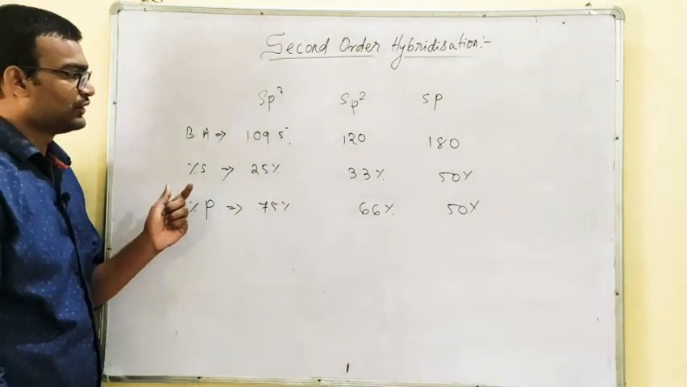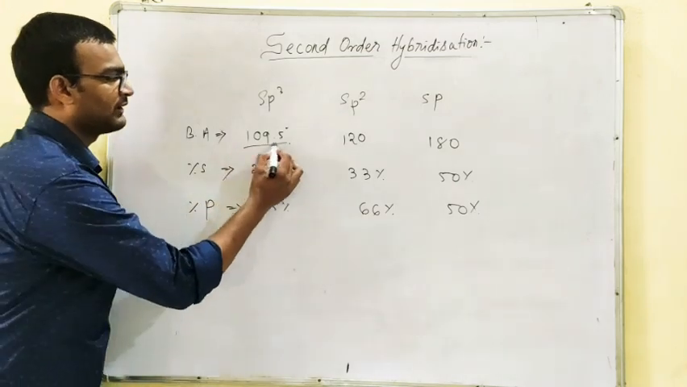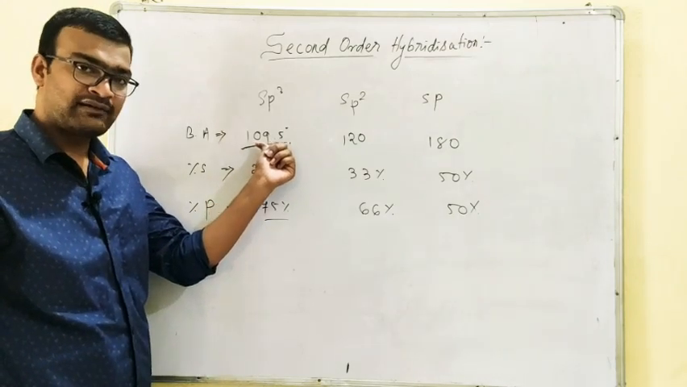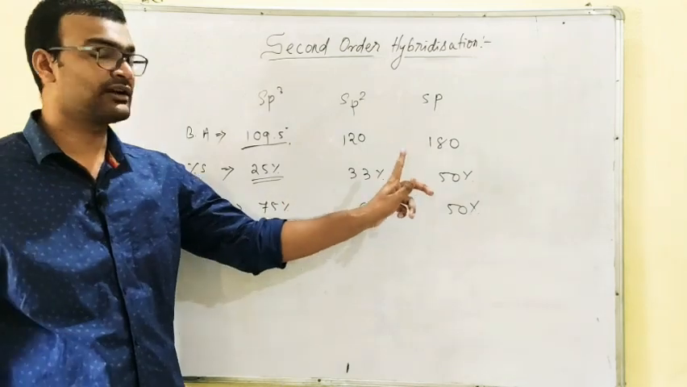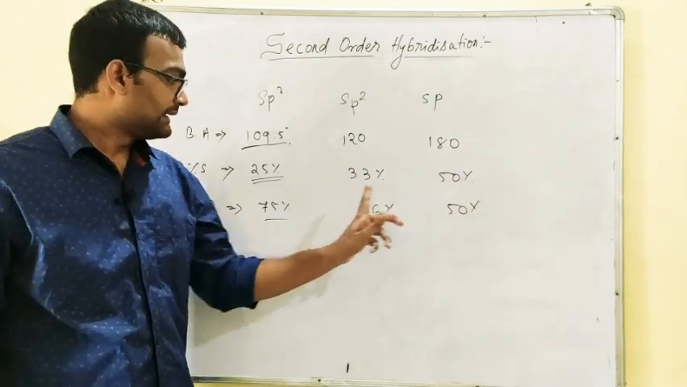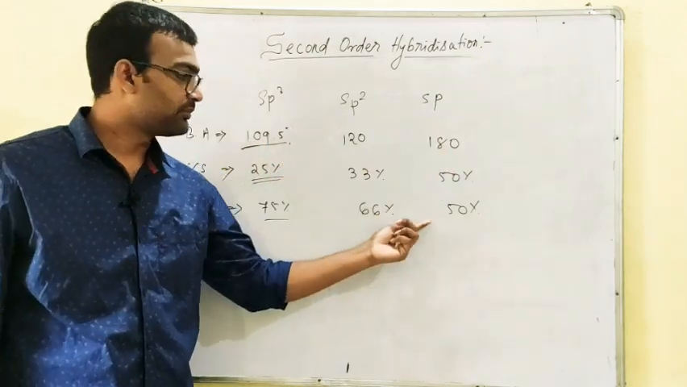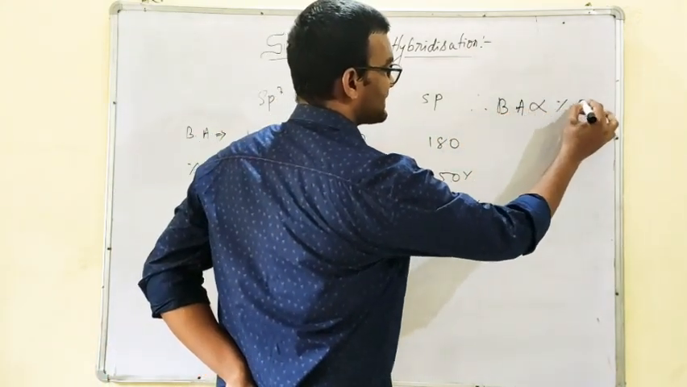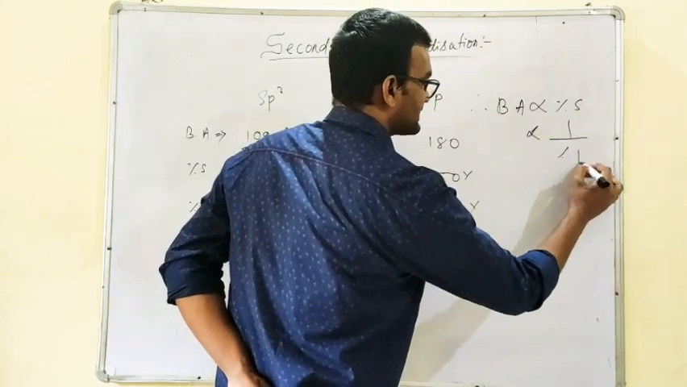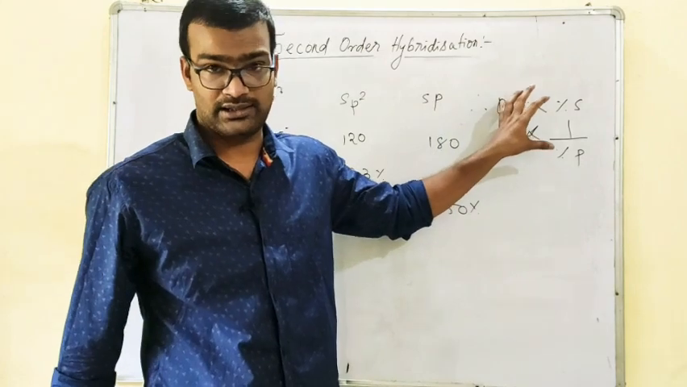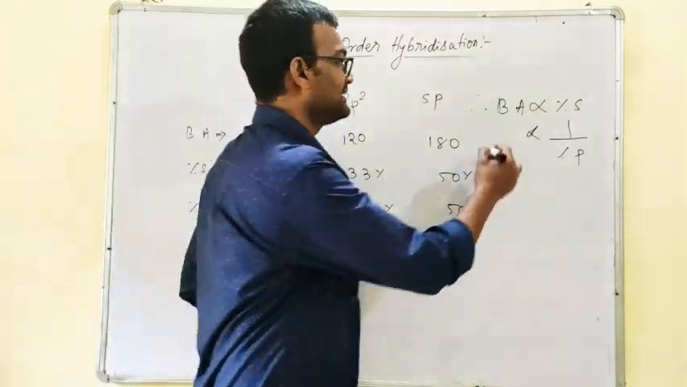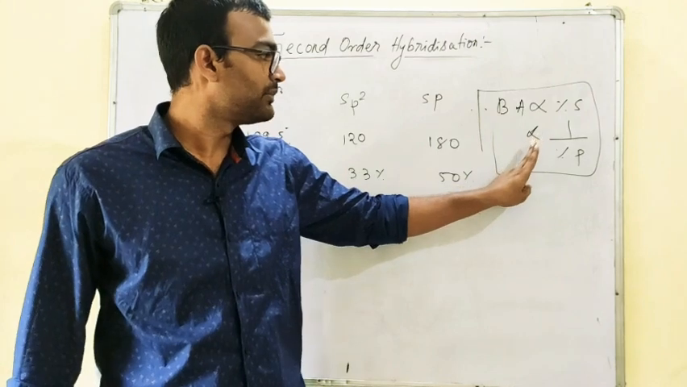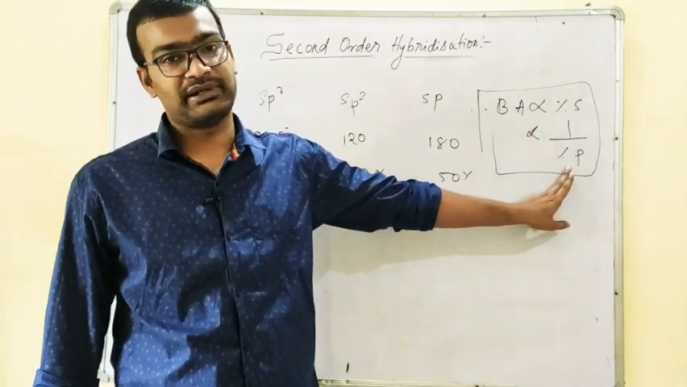So as you can see, one thing we conclude here is, look at the bond angle, percent s and percent p. What do we observe? As the bond angle increases from 109.5 to 180, the percent s character also increases in the same manner. Likewise, as the bond angle increases, the p character decreases. That means the bond angle is directly proportional to percent s character and inversely proportional to percent p character. This is the key point to understand second order hybridization. This is to be remembered: bond angle is directly proportional to percent s character and inversely proportional to percent p character.